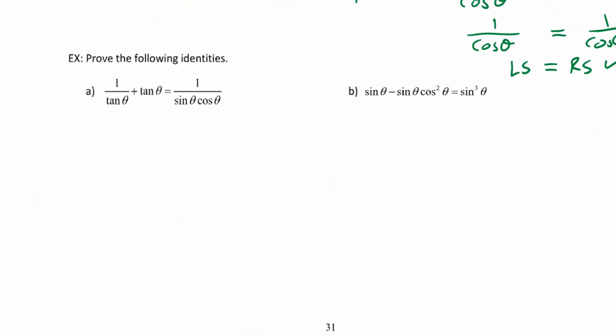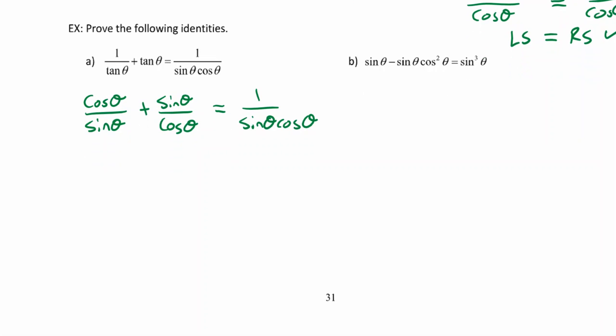Okay, so let's write this one in terms of sine and cos if we can. 1 over tan theta, right? I could write this out now as 1 over sine theta over cos theta. But 1 over tan theta, that's really just the same thing now as cos theta over sine theta, right? That really is cotan theta, isn't it? Okay, so then that plus tan theta, which is really just sine theta over cos theta. And then I want that to be equal to 1 over sine theta cos theta.